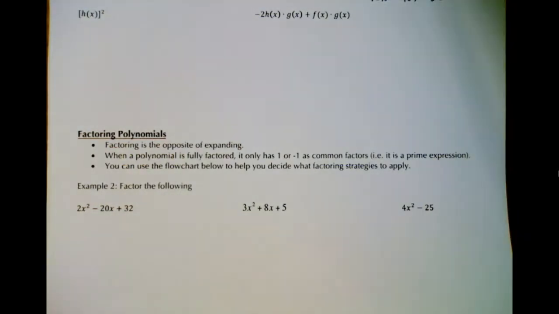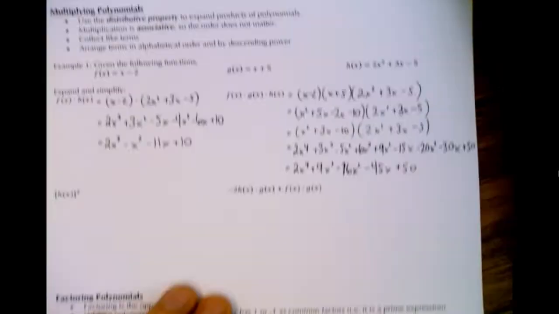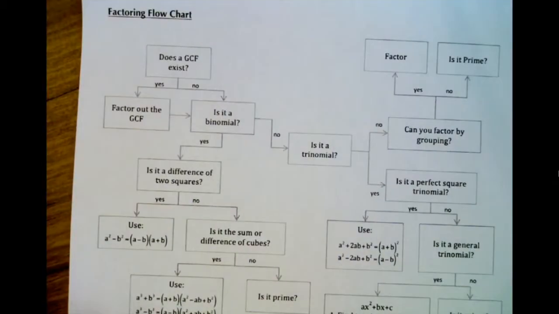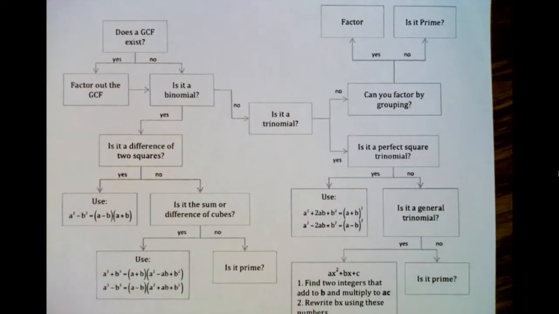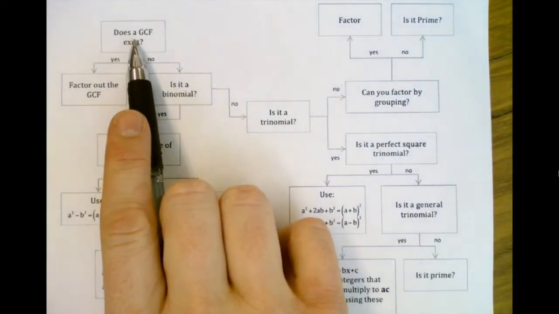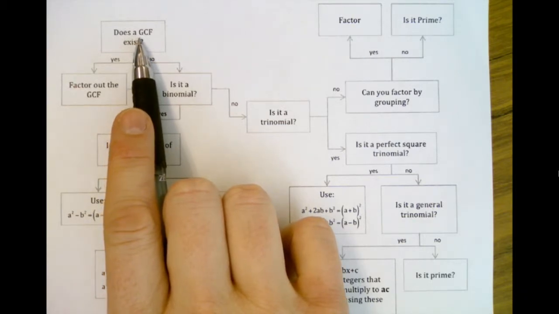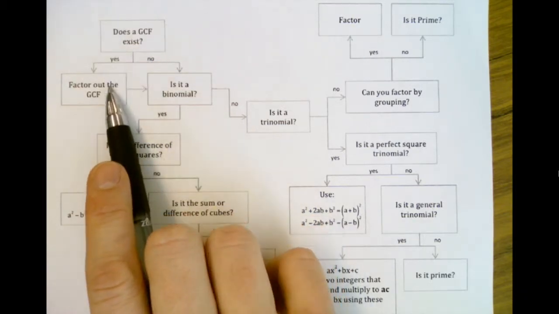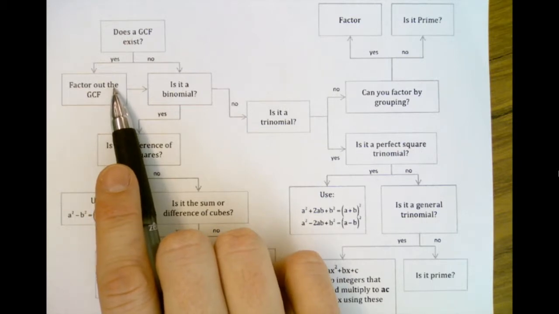And to aid in factoring, what I've done is I've come up with a factoring flowchart, which is not here, but here. And it's on the next page. And basically where you start the flowchart is right here. And you ask yourself these questions and kind of flow through it. The first question you should always ask is: is there a greatest common factor? And if the answer is yes, you should factor it out first.